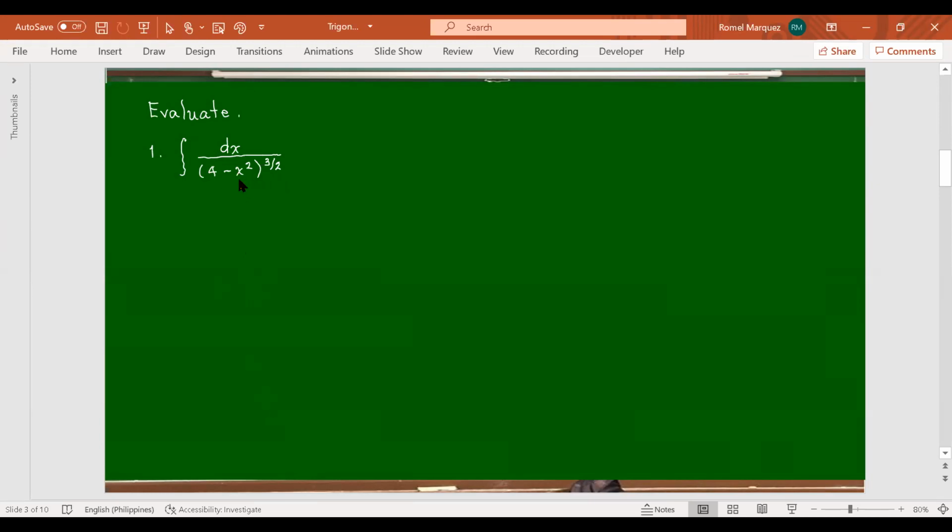And it doesn't lead to inverse sine, because it's to the 3 halves in the denominator and not to the 1/2, or square root of 4 minus x squared. It is to the 3 halves. So let's try if substitution will work here. Okay, guys?